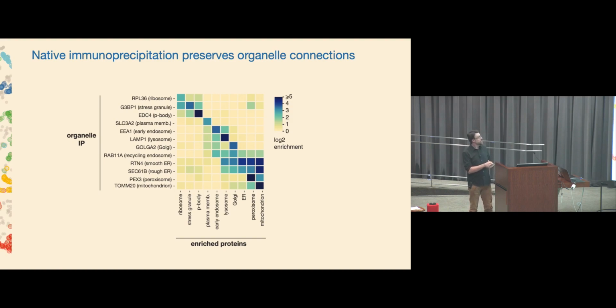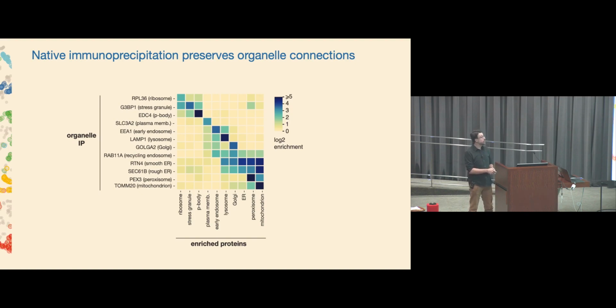What I'm showing you here in this heat map is an enrichment plot where all the different organelles that we pull down on are on the y-axis, and on the x-axis are the proteins for different compartments that we see enriched in all of these pull-downs. You can see, for example, that peroxisome and mitochondria are really co-enriched for each other, and that makes complete biological sense because we know that these two organelles have a lot of biological feedback with each other.